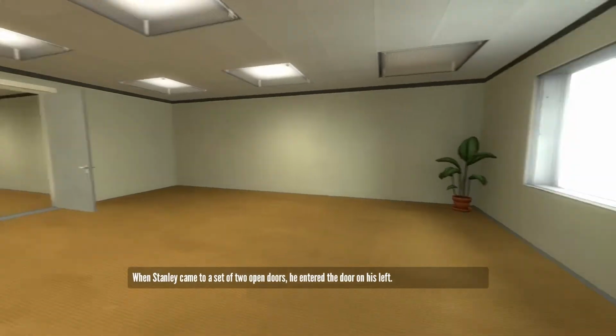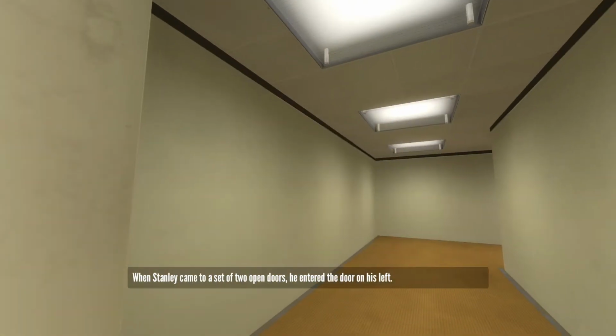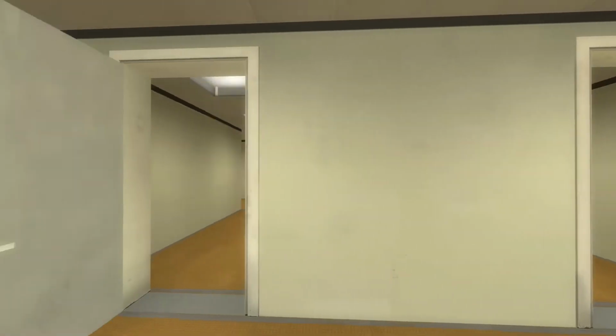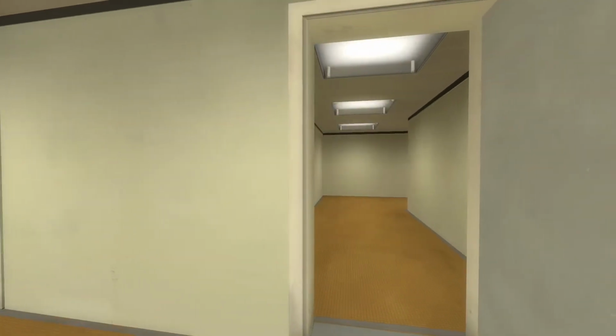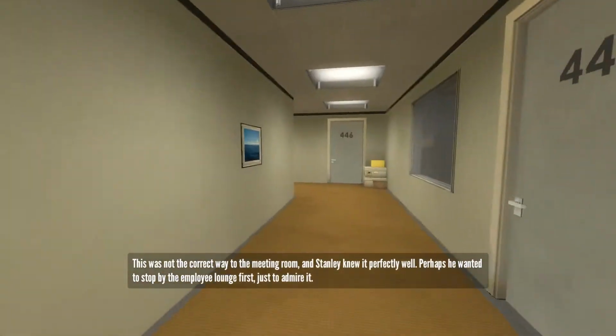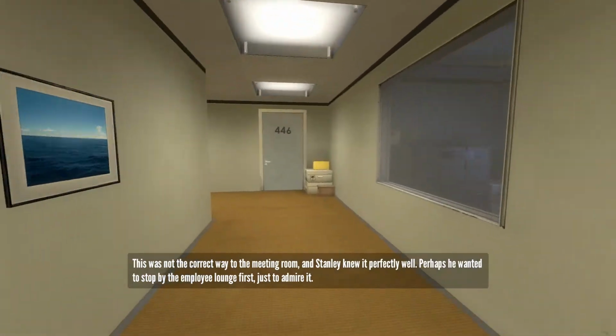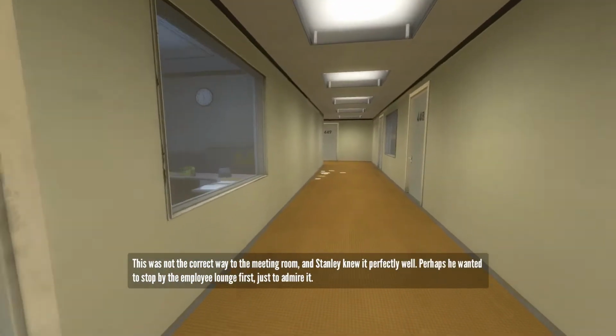When Stanley came to a set of 2 open doors, he entered the door on his left. You know what? You know what, narrator? You know what? You closed the door on me. I'm going here. This was not the correct way to the meeting room, and Stanley knew it perfectly well. Perhaps he wanted to stop by the employee lounge first, just to admire it.